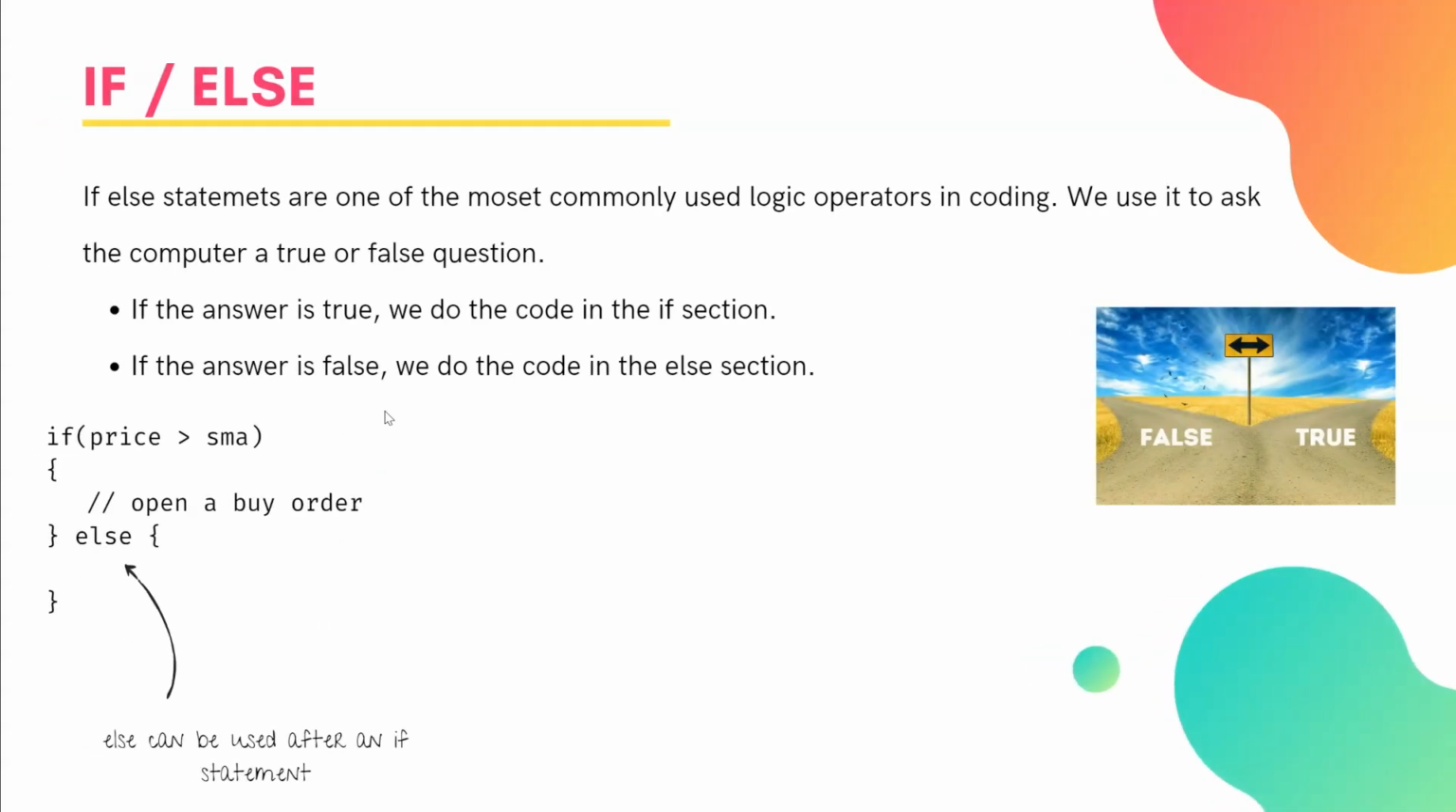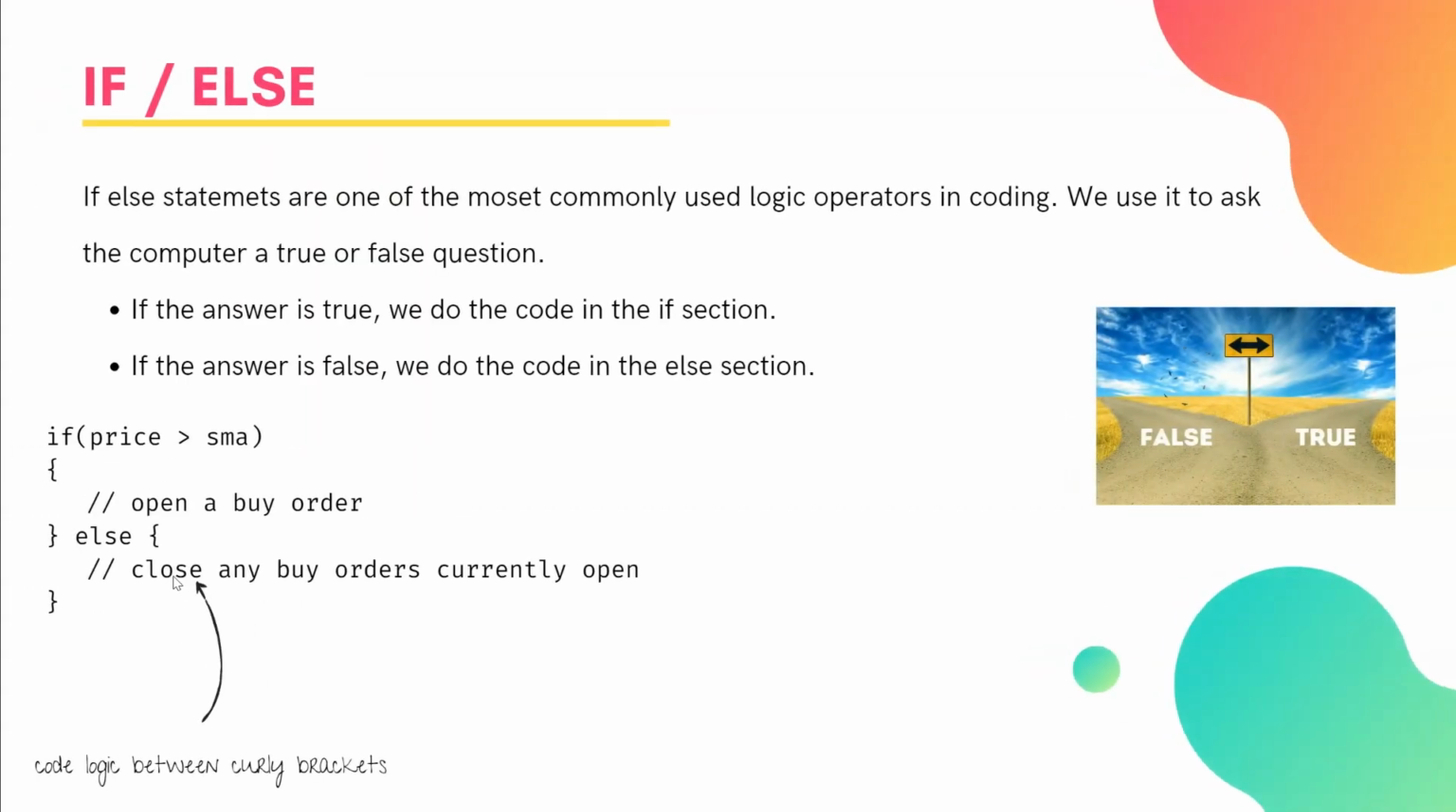We can then place an else statement directly after the curly brackets and open up some new curly brackets. So what we have here is, if this expression is true, we can open a buy order, else, so what happens in the opposite? What happens when it's false? Well, we run the script in this section here. Now, you don't have to have an else, but you can have an else if you want to go one way if it's true and the other way if it's false. But equally, sometimes you may only want to do something if it's true, in which case you can leave the else statement out.